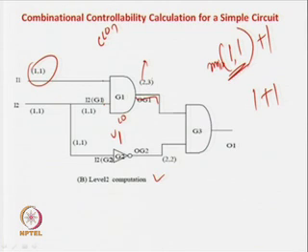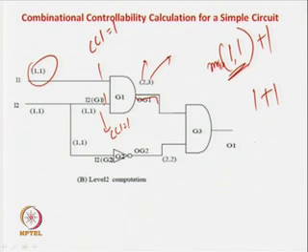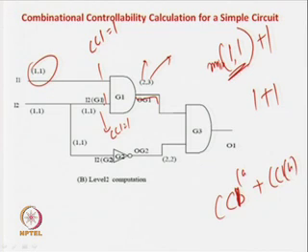Now, let us see the combinational controllability of this net to be 1. If you want to get this as 1, what you have to do is apply a 1 over here and a 1 over here. So, the combinational controllability of 1 at this net is 1 and at this net is 1. How can you get a 1 over here? It is the combinational controllability of 1 at the A net plus the combinational controllability of 1 at the B net, plus 1. So, it is 1 plus 1, 2, plus 1 for the level shift, so it is 3.